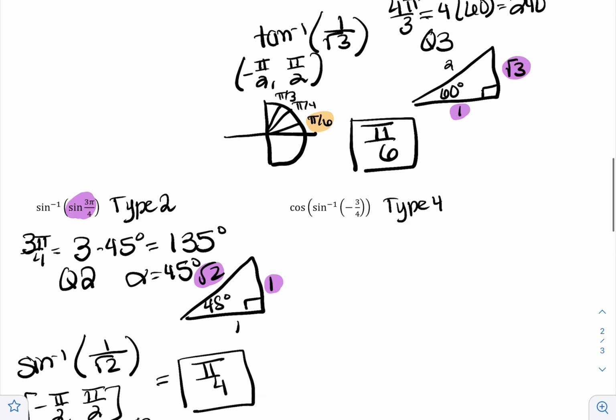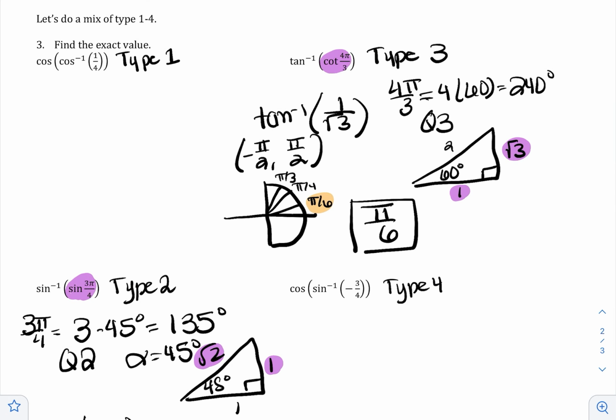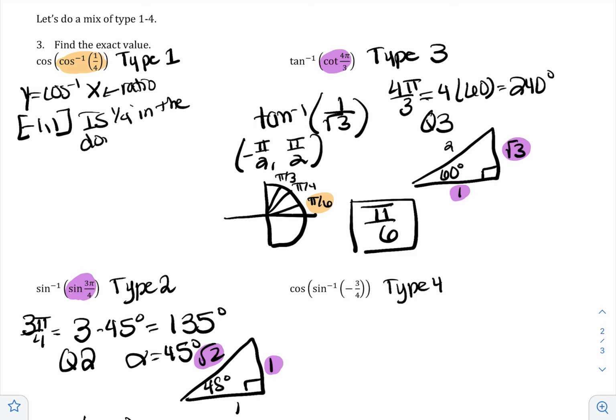Okay, let's go back to type 1 and type 4. So type 1 was when you had to do the domain. So what you do is, again, look at the inside function. And so you have y is equal to cosine inverse of x. And you think about the domain, which just represents a ratio. So the domain is negative 1 to 1. And you ask yourself, is 1/4 in the domain? Well, 1/4 is between negative 1 and 1, so you can cancel them out, and the answer is 1/4. So you're doing a check. Otherwise, it's undefined. It's either canceling them out or undefined.